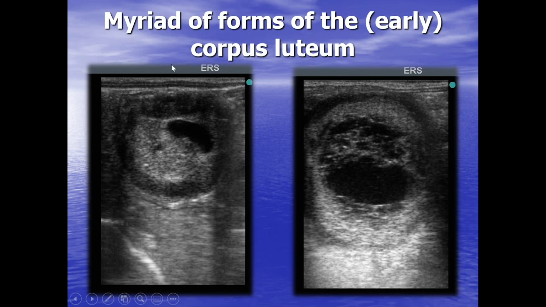It can be pretty solid. Look at this one on the left. That's a pretty solid structure. On the right, look, this kind of big lacuna, anechoic hole in it, for want of a better word, and larger than the one on the left. But both are just normal early CLs.